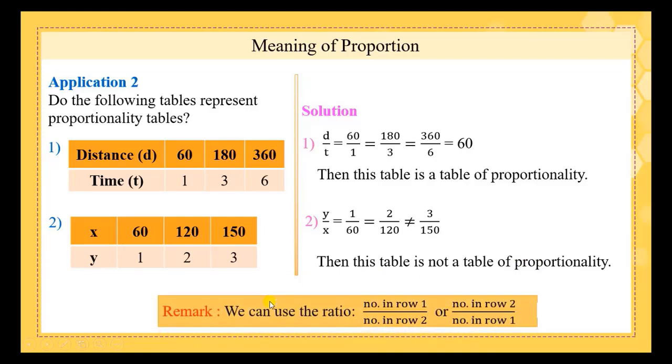Remark, we can use the ratio number in row 1 over number in row 2, like the ratio in table 1, or number in row 2 over number in row 1, like the ratio in table 2.